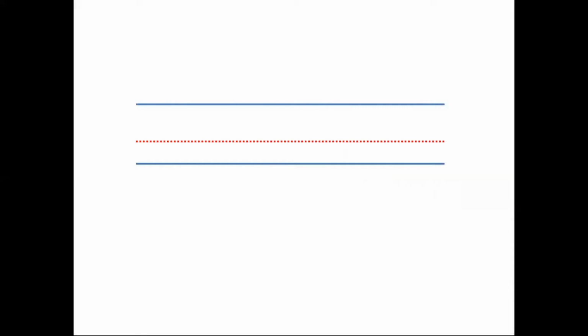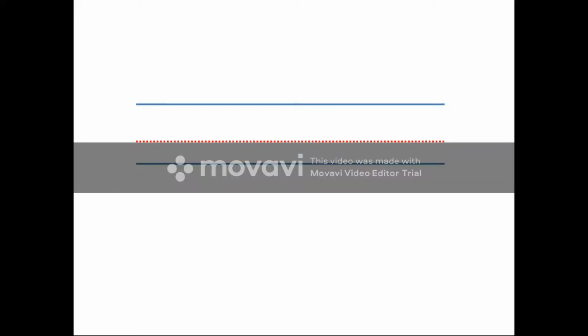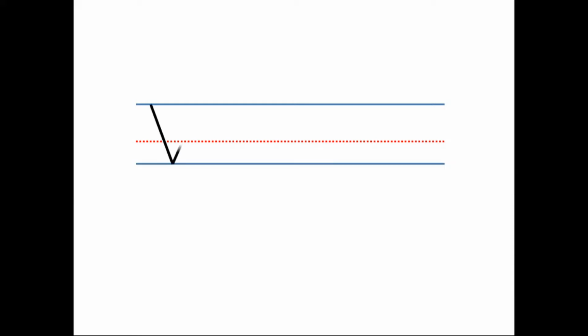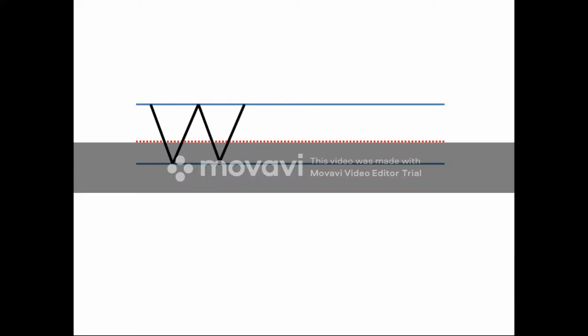Now, let's learn how you can write W, capital W and small W. We have three lines: top line, middle line, bottom line. Capital W starts from the top. Go down to the bottom, slant line. Again, from the bottom, go up. Down, up, down, up.